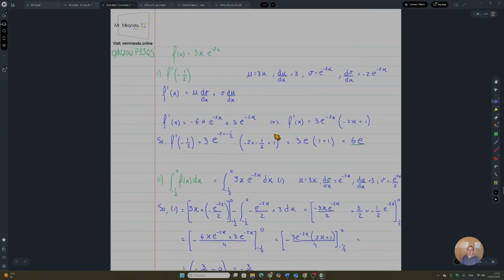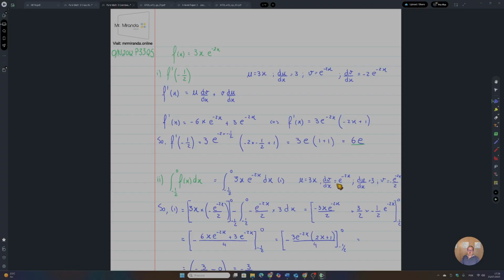So here you have it. Pick your u. This is going to be your du dx. The second part is going to be your v. This is going to be your dv by dx. So f dash of x is going to be u dv by dx plus v du by dx. This is a product rule. Substitute each one of these by the things that you get there. Simplify. And then substitute x by minus 1/2. Simplify. And this is your answer.